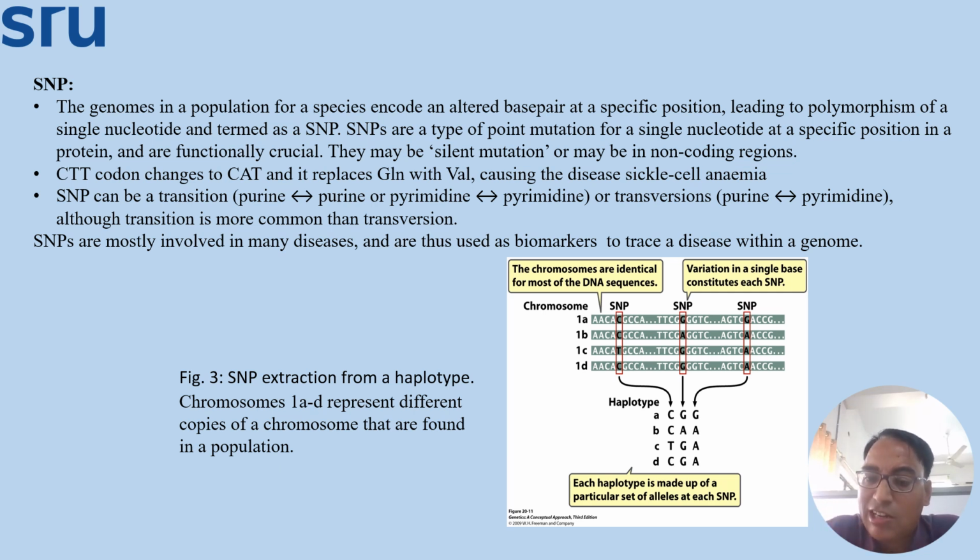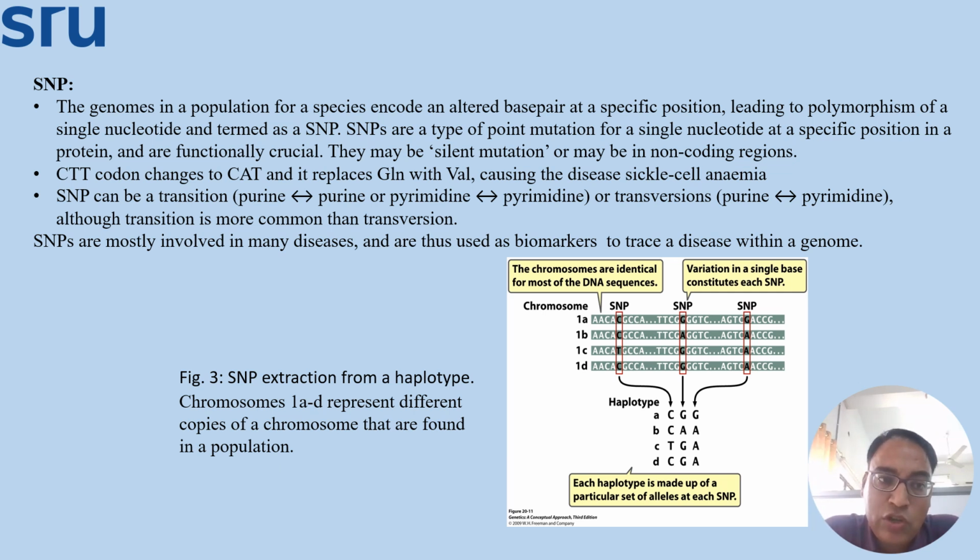Remember that sickle cell anemia is a disease where our RBC becomes sickle shaped, very constricted. So what happens? Their oxygen carrying capacity gets reduced. Understand? Oxygen carrying capacity gets reduced and it leads to anemia. So it is termed sickle cell anemia.